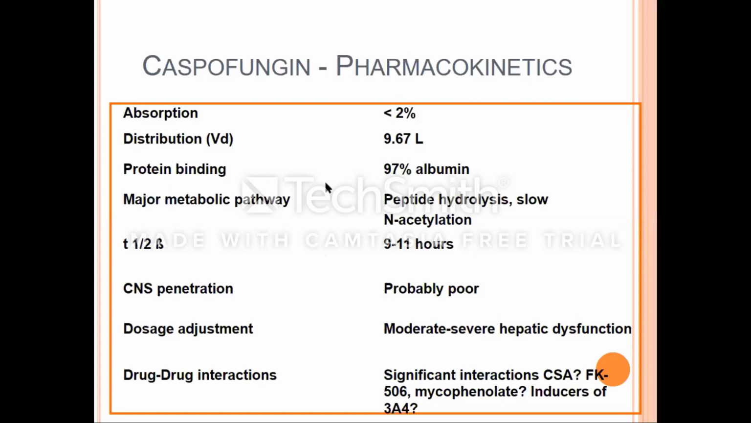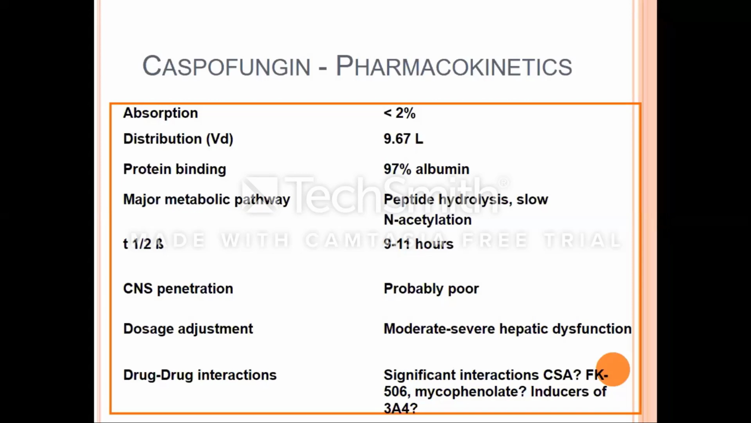The protein binding is very high, around 97%. As I told you, it's a cyclic lipopeptide, so it will undergo peptide hydrolysis followed by very slow acetylation at the N-terminal. Its half-life is around 9 to 11 hours. It doesn't penetrate within the CNS.